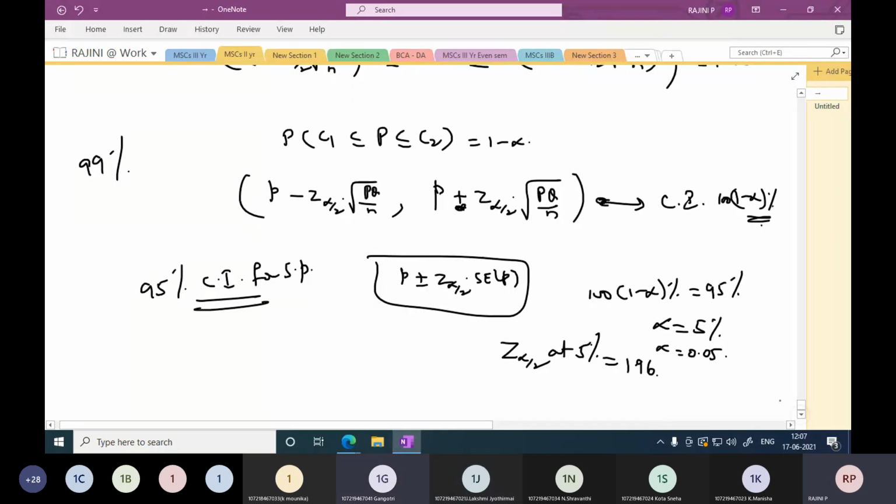Z alpha by 2 at 1%. What is the value? Z alpha by 2 at 1% is 2.58. Got it, everybody? Is it clear?